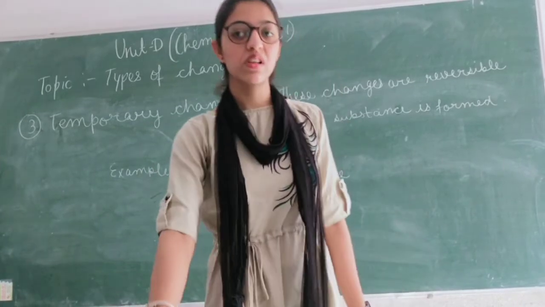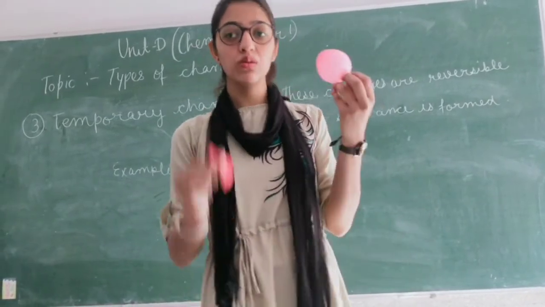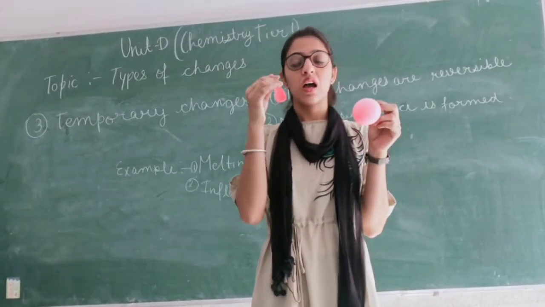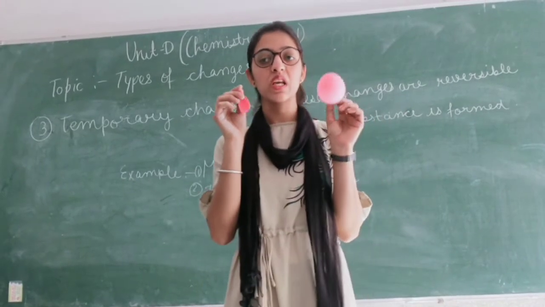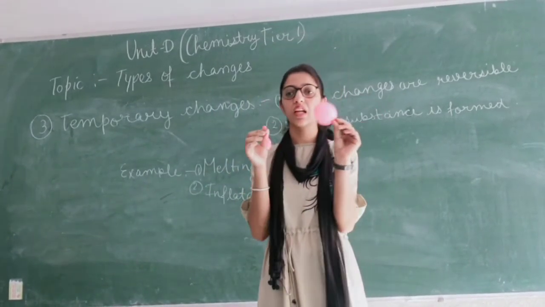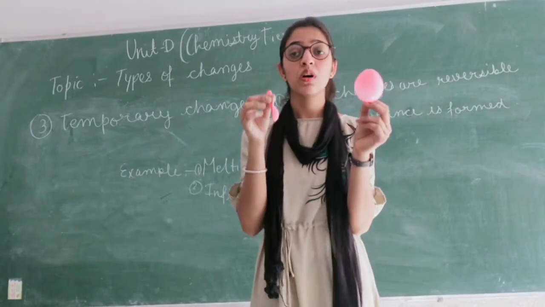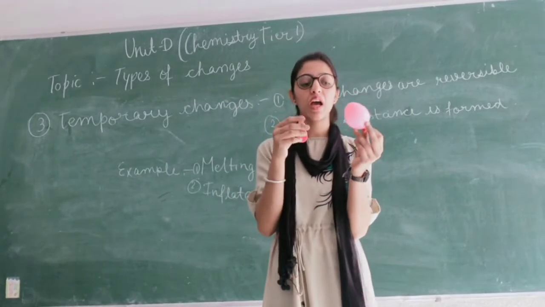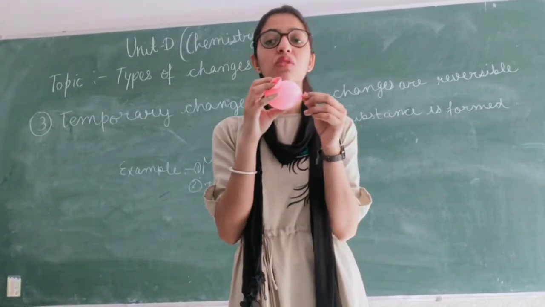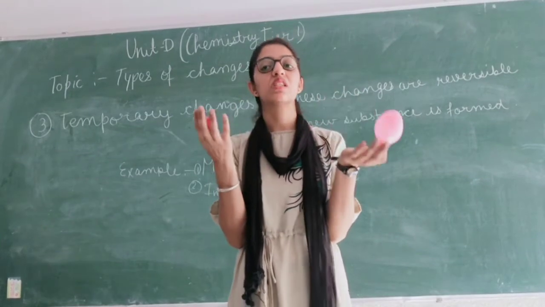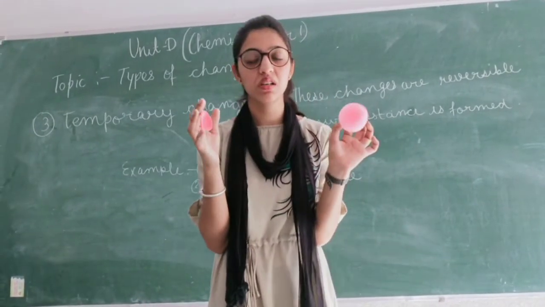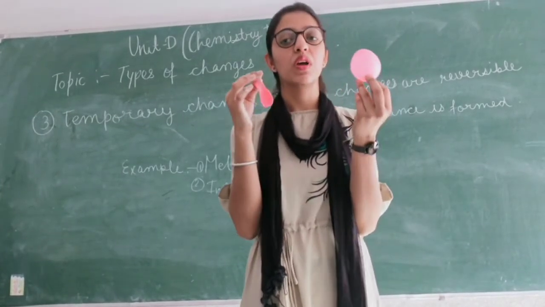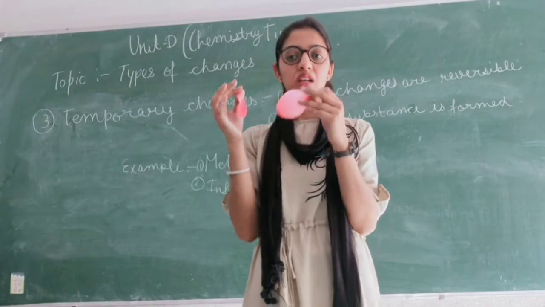Now we see a live example with balloons. I have two balloons, one in which air is not filled and one in which air is filled. Now we can change this back to this type by removing this air. Okay, therefore this is a temporary change. I repeat, the temporary change of balloon is because it is reversible.